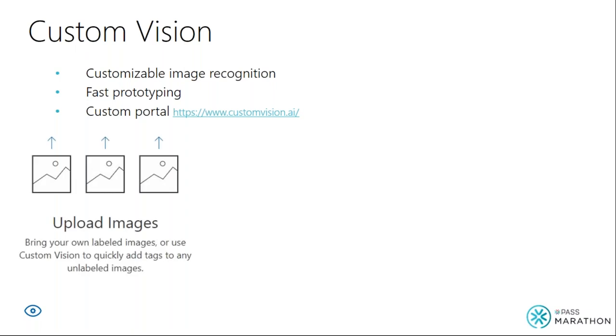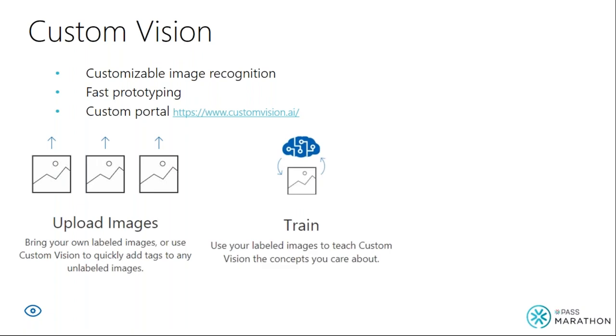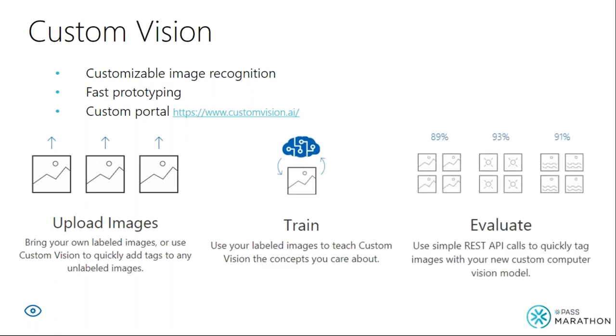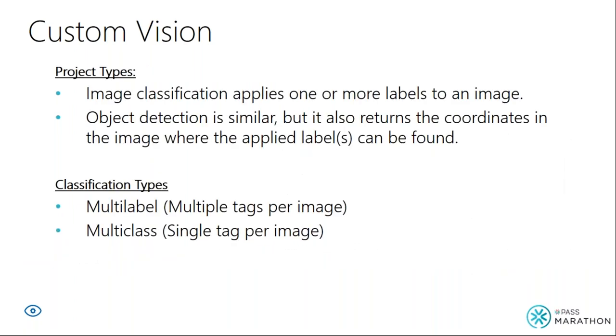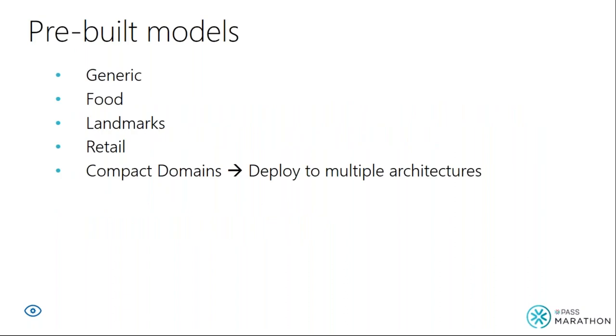There is a specific portal for custom vision. The idea is that you're going to upload your pictures, then train your model, test it, and deploy it after that. When creating the custom vision project, you can choose between two different project types, image classification and object detection, and two classification types as well, multi-label or multi-class, that we're going to review.